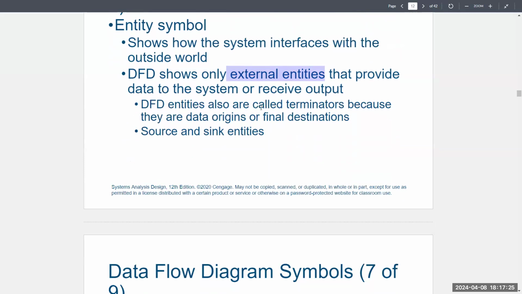So they're also called what? Terminators. They can be either origin of data or they could be what? Destination of data. In other words, source or sink.